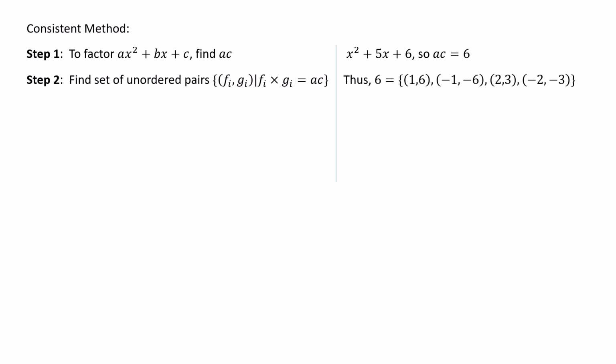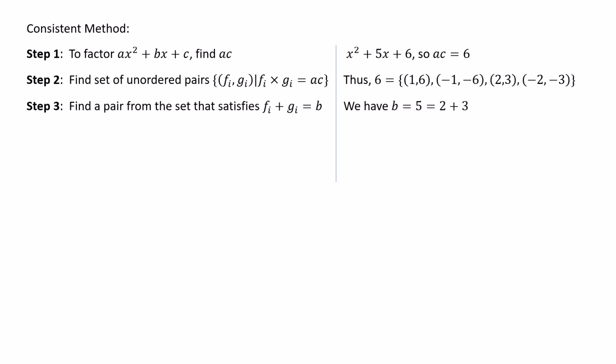1 times 6 is 6. Negative 1 times negative 6 is also positive 6. So is 2 times 3 and negative 2 times negative 3, right? So list all those possibilities. And then out of these possibilities, which pair adds up to that middle term b, the coefficient of x? That is the next step. From that set, pick a pair that satisfies this condition: f sub i plus g sub i is equal to b. In our case, 2 plus 3 is equal to 5.